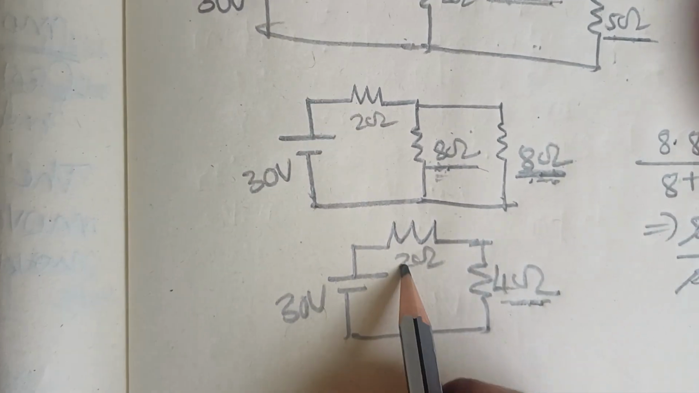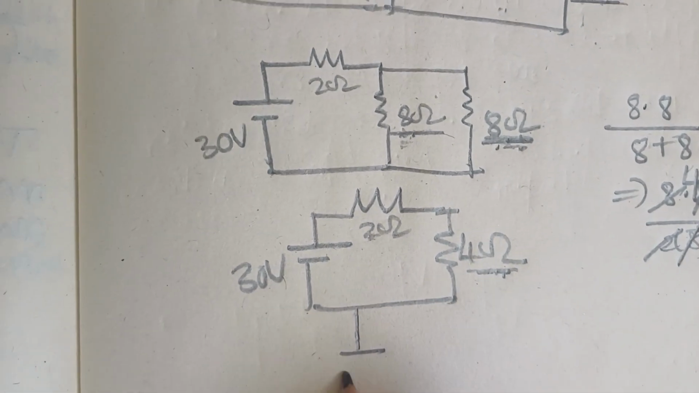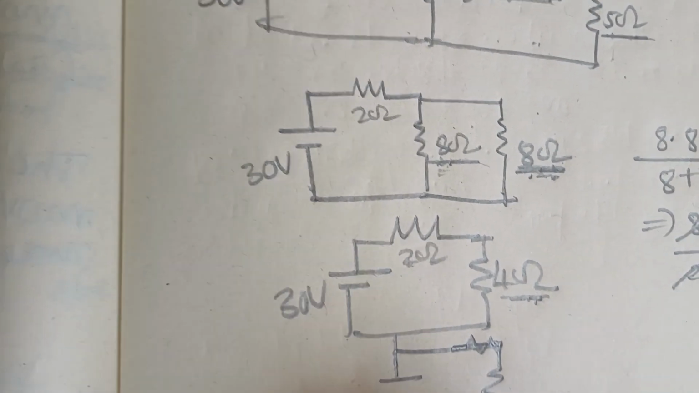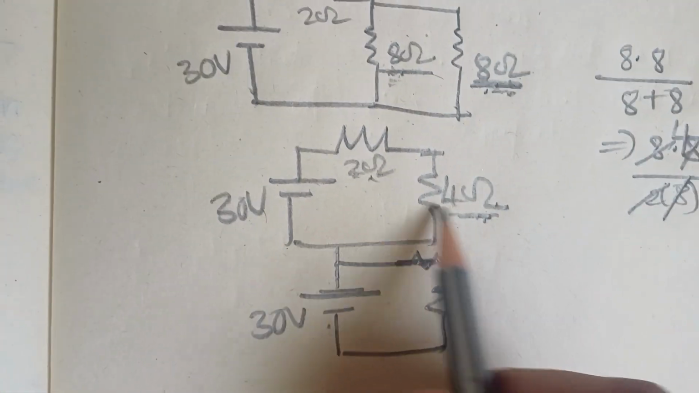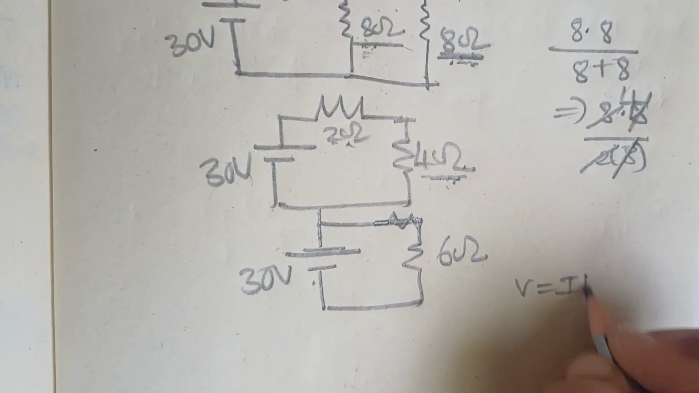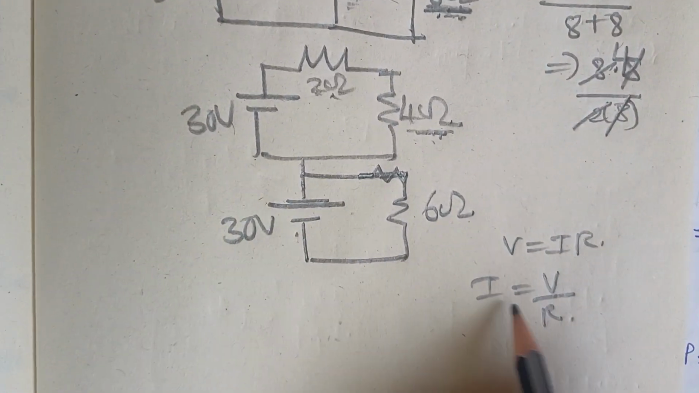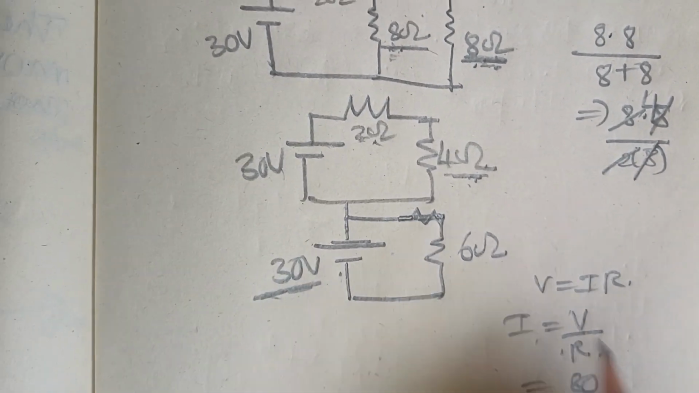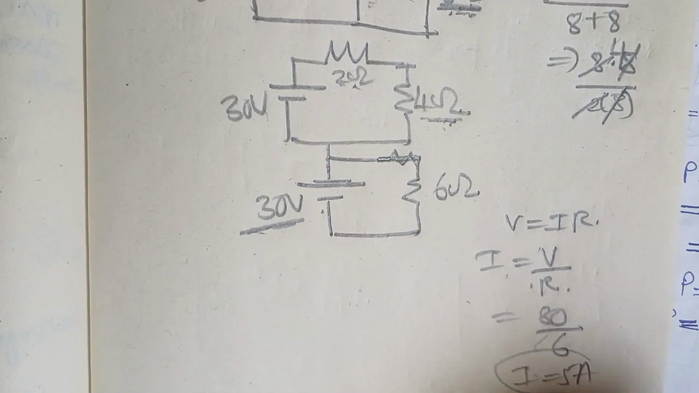And now here your 2 ohm and 4 ohm are in series again, right? So you can redraw the circuit as: here you have a 30-volt battery, and here 2 ohm plus 4 ohm, which is nothing but your 6 ohm. As we know the formula V is equal to IR, we can calculate I from here. Now we get I is equal to V by R. Since your voltage is 30 and your resistance involved is 6, your current will be nothing but 5 ampere.